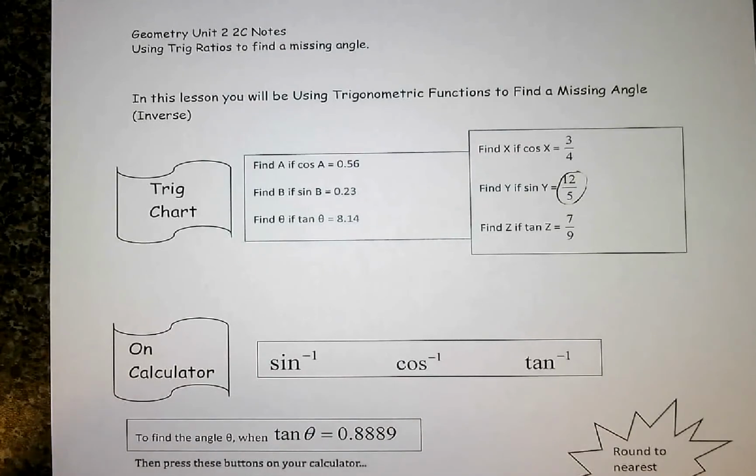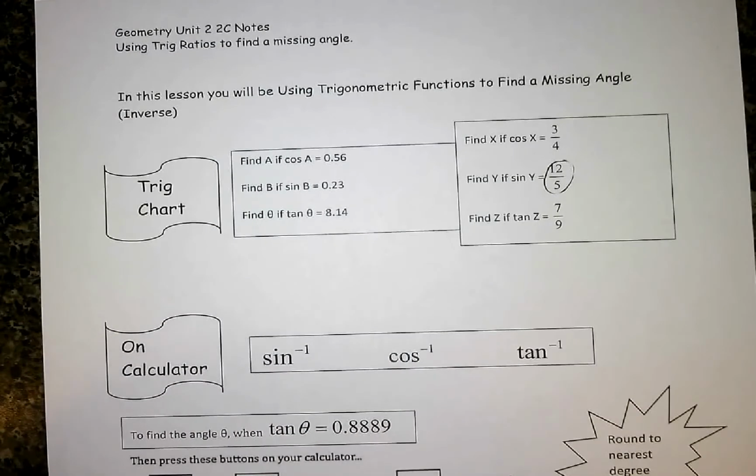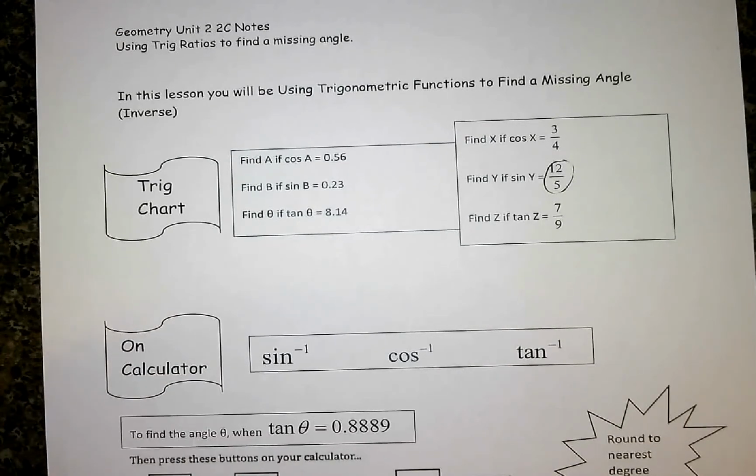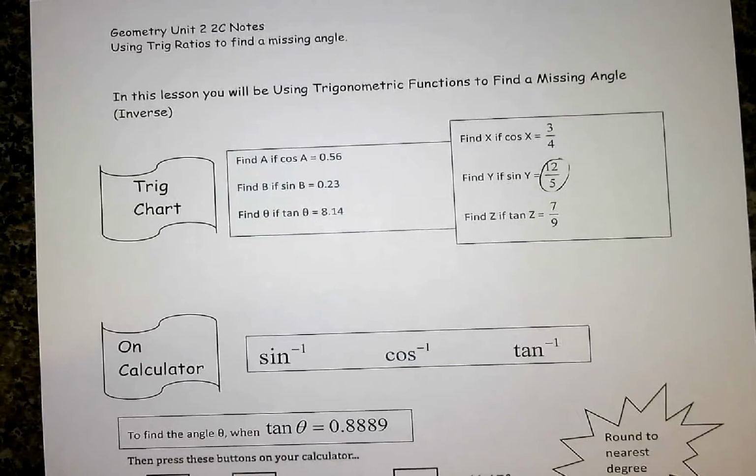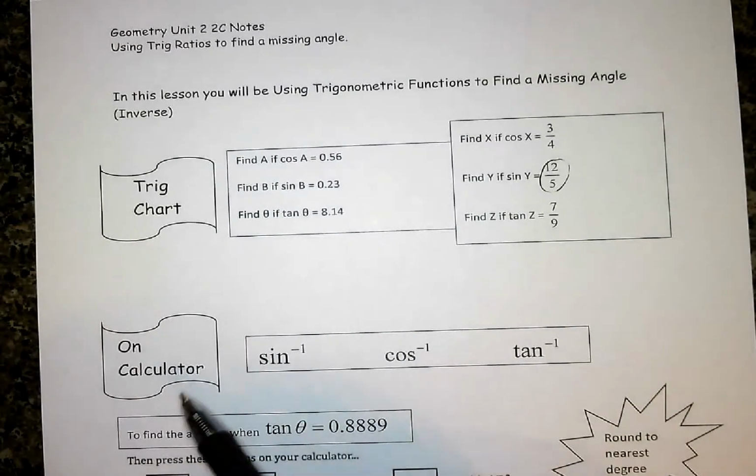Hello, this is going to be the notes for Unit 2, Section 2C, how to find a missing angle by using trig ratios. So, here's our first thing. You'll find that they're very close and similar to setting up the way we did for finding a side in the last section. But I want to go through two parts first, kind of how we figure out what the angles are going to be, both with the chart and with the calculator.